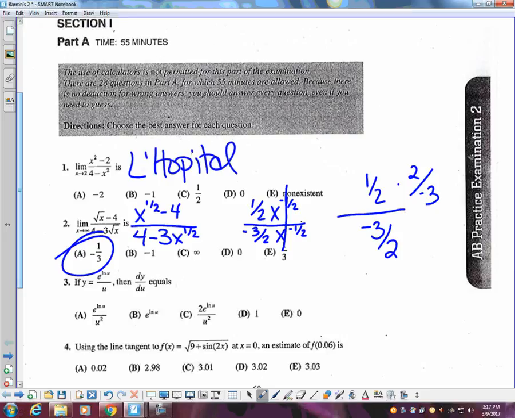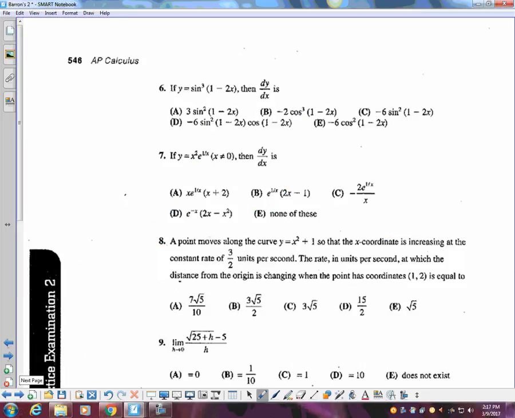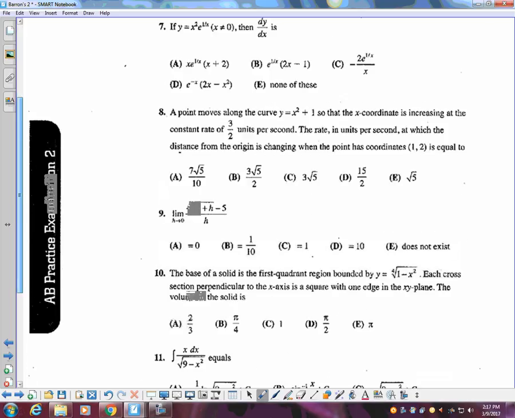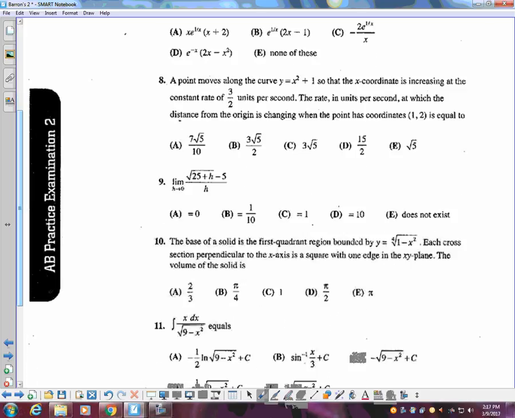All right, where are we going? 9. Now, this you probably don't remember. You were really good at it once upon a time. If I plug in a 0 for my h, what happens? The bottom goes, yeah, I have a 0 on the bottom. So I'm going to multiply by the conjugate of the top.